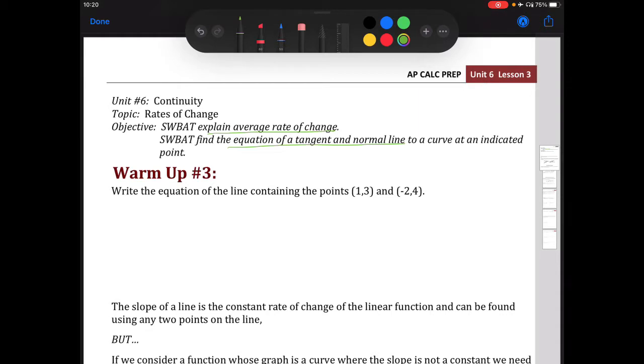Okay, the warm up says write the equation of the line containing the points, and 2 points are given. Going back to the equation of a line, it can be written in two forms. This is called the slope-intercept form because you need your slope and your y-intercept to write the equation. So that's y equals mx plus b. Then there is point slope, which is y minus y1 equals m times x minus x1, and all you need is a point and your slope.